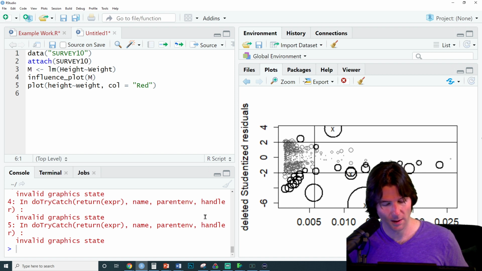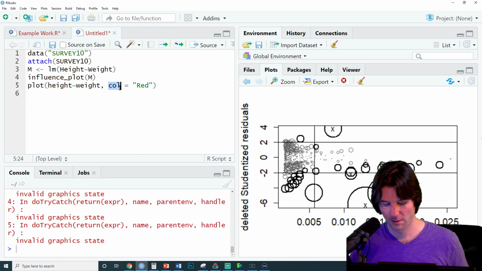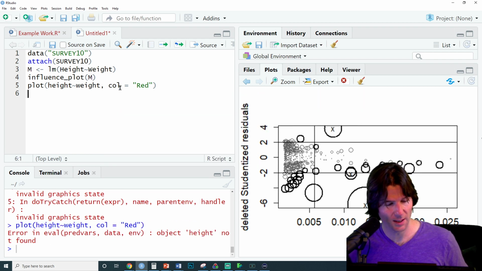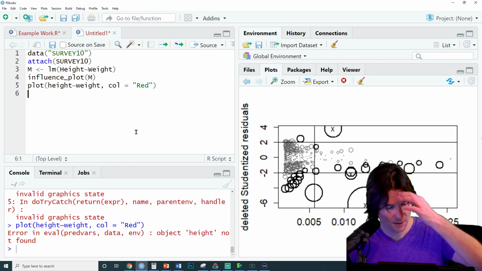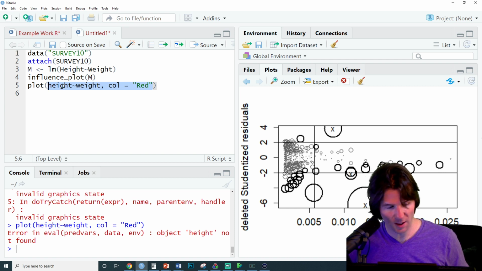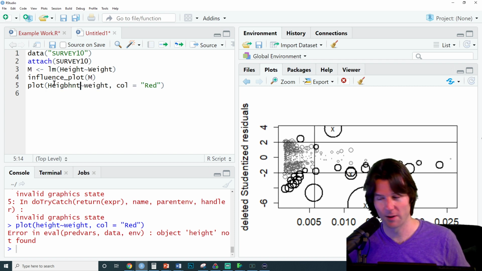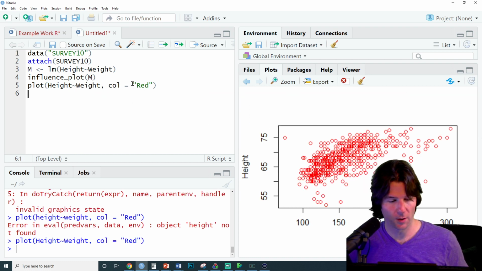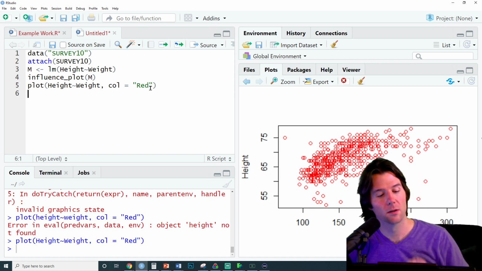Whoa. Invalid graphic states? Oh, no. Does it... Really? It's not cull? Oh, did I forget? What's going on? Error, object height not found? Oh, because it's capital height. You make one error in code, and the code doesn't like it. There we go. Okay, cool. Now I gotta fix this.